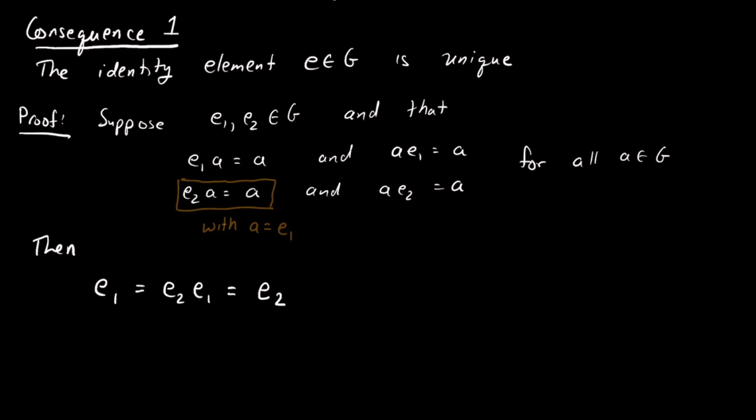So now what am I doing? I'm using this property right here with A equal to E2. All right, so this equality follows from the orange, or from the green rather, and this equality follows from the orange. So I could say hence E1 is equal to E2. Okay, so that's our first consequence. The identity element is unique.